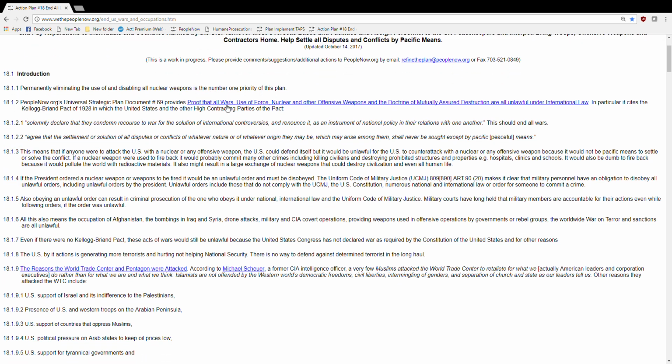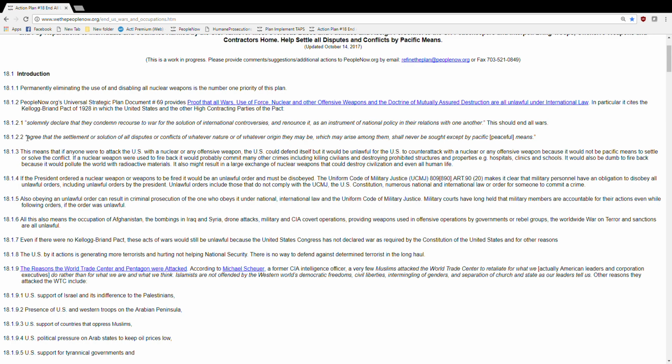It's also written up under proof that all wars, use of force, nuclear and other offensive weapons, and the doctrine of mutually assured destruction are all illegal, unlawful under international law. And what the Kellogg-Briand Treaty Pact says in paragraph 18.1.2, part 1 and 2, is we solemnly declare that the signatories condemn recourse to war for the solution of international controversies. So the United States agreed to this and passed it. It became law for the United States in 1929.